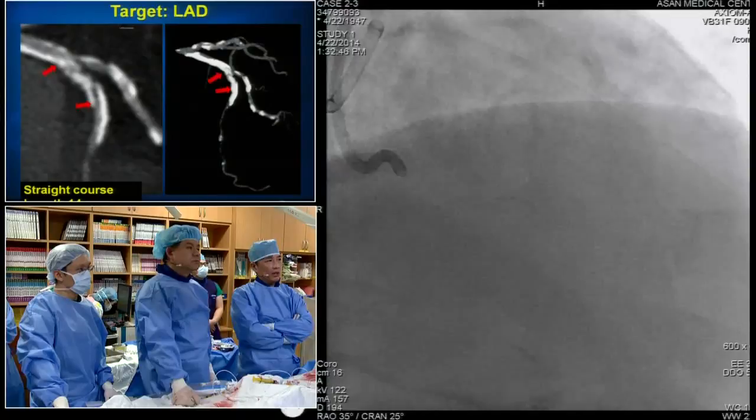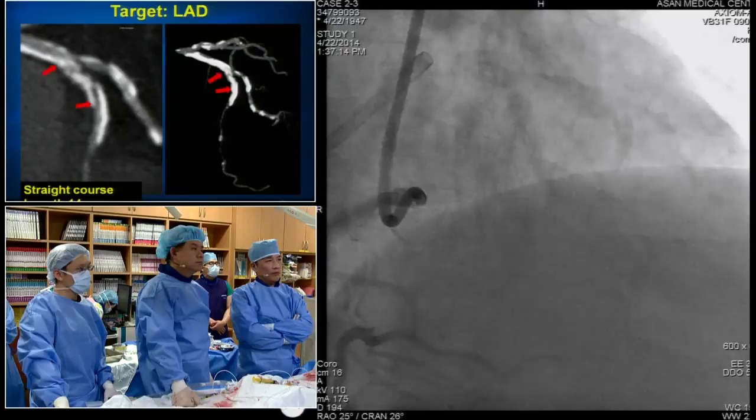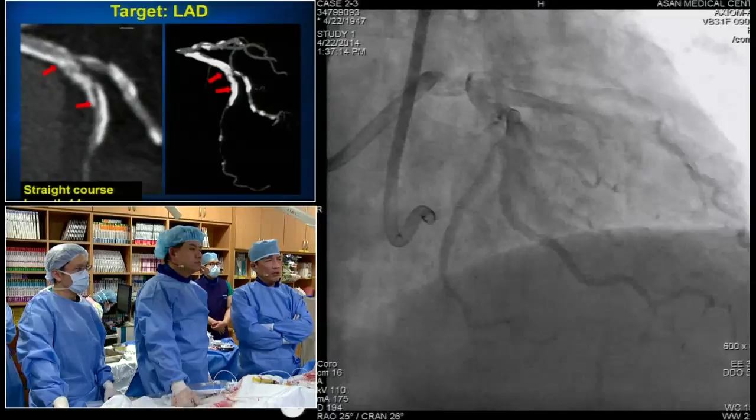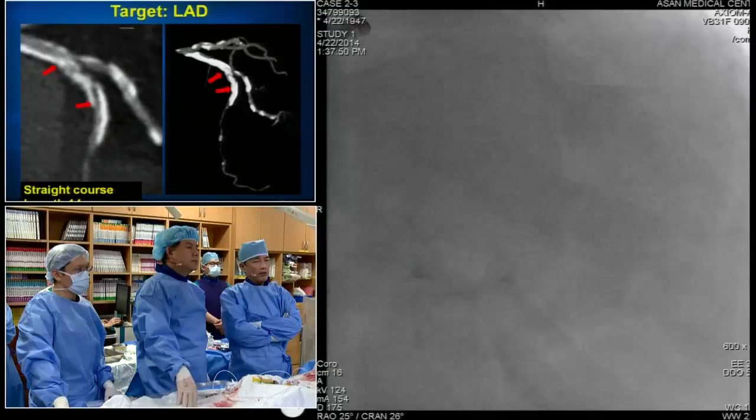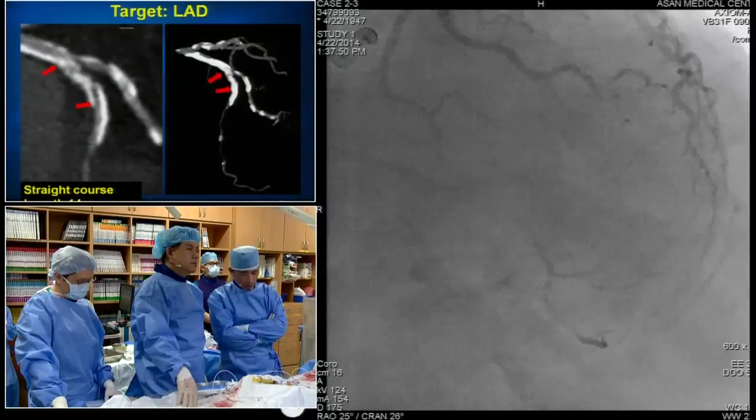Next. But we didn't see any proper channel from the right coronary. Next. I just only see the epicardial channel from the diagonal branch to the distal LAD. So now I started anyhow the antegrade approach. Next. Using the Corsair and the Fielder XT.